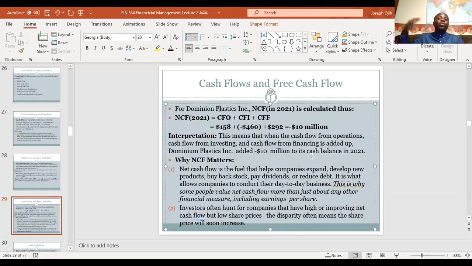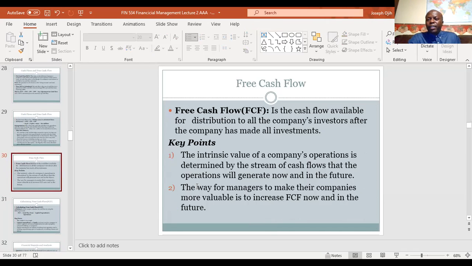So they buy it and hold it for like 2 or 3 years. Then by that time, the market will recognize the company. Then the share price will skyrocket and they sell it and make money. Anyway, I'm sure you get the point. Now, let's look at the next one, which is free cash flow.